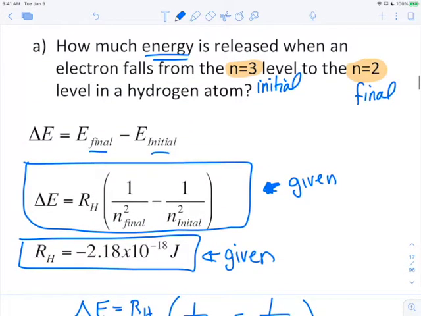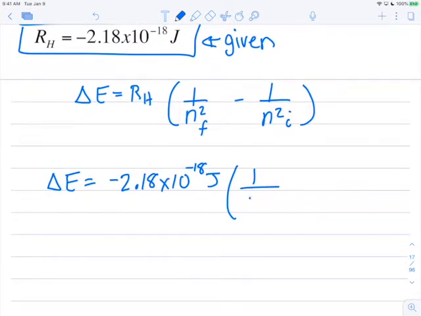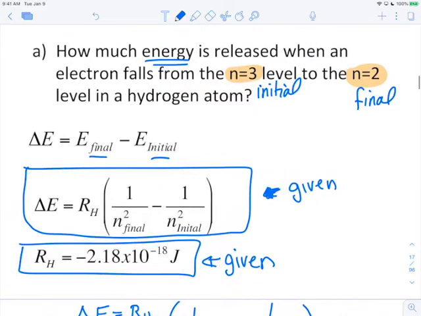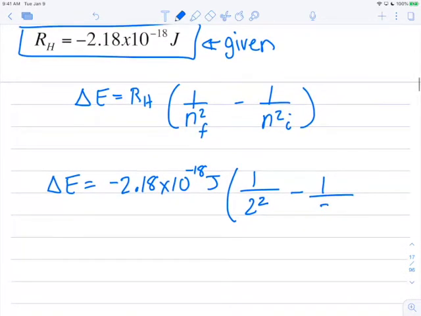All right, so our final was 2. So I'm going to say 1 over 2 squared minus, now I need that initial energy level, which we said was a 3. So it's going to be 1 over 3 squared, like so. I want to do the calculation with you because there's a lot of arithmetic in here. Any questions on how I set things up and how I decided which one was the final energy level and which one was the initial energy level?